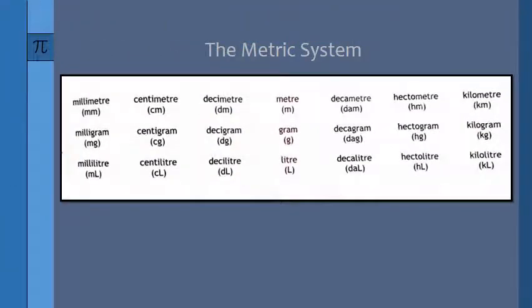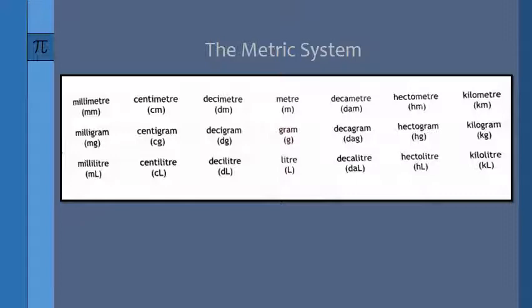Children, now look at this chart. Here, meter is the basic unit for length, gram is the basic unit for mass, and liter is the basic unit for capacity or volume of a liquid. So, millimeter, centimeter, decimeter are the units which are smaller than the basic unit meter, and decameter, hectometer, kilometer are the bigger units than the basic unit meter.